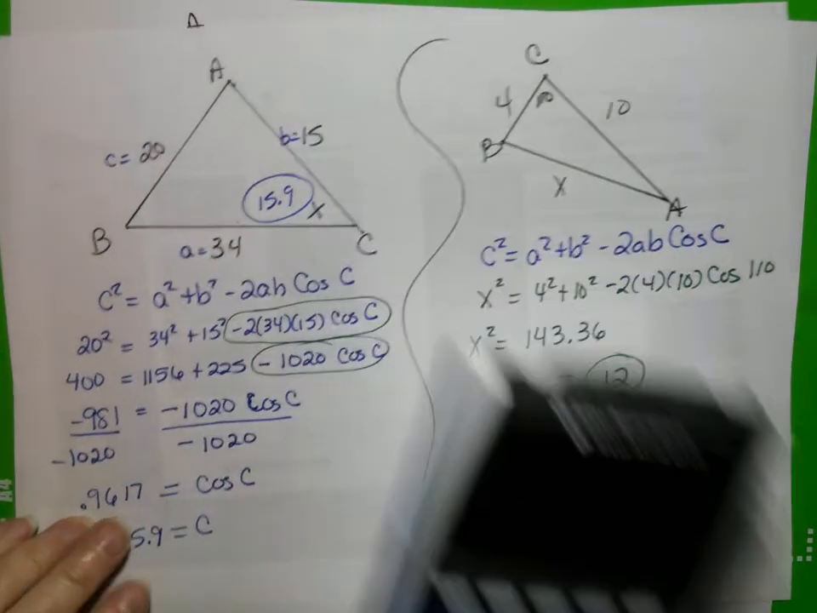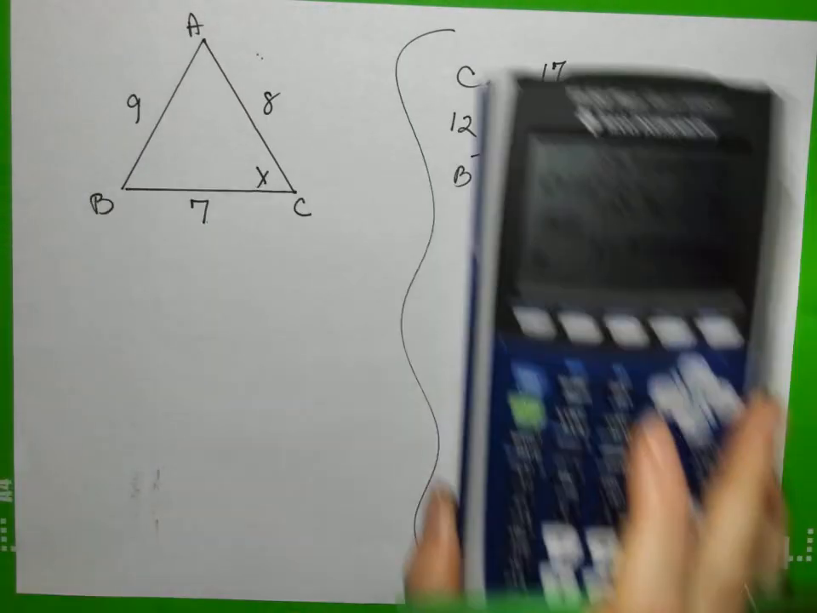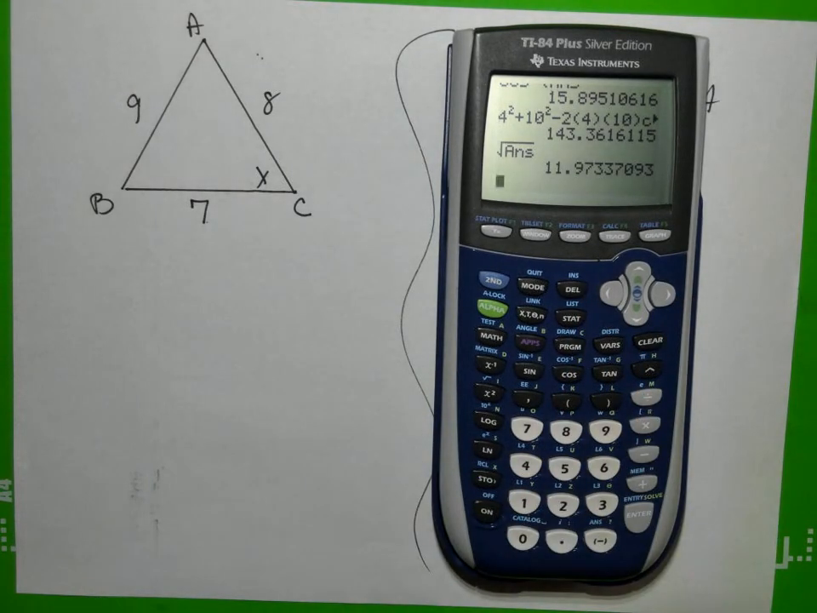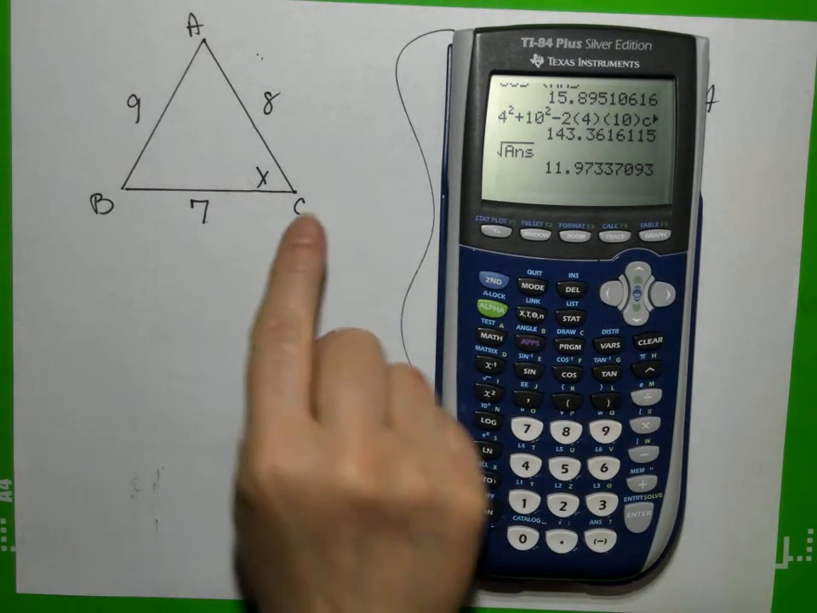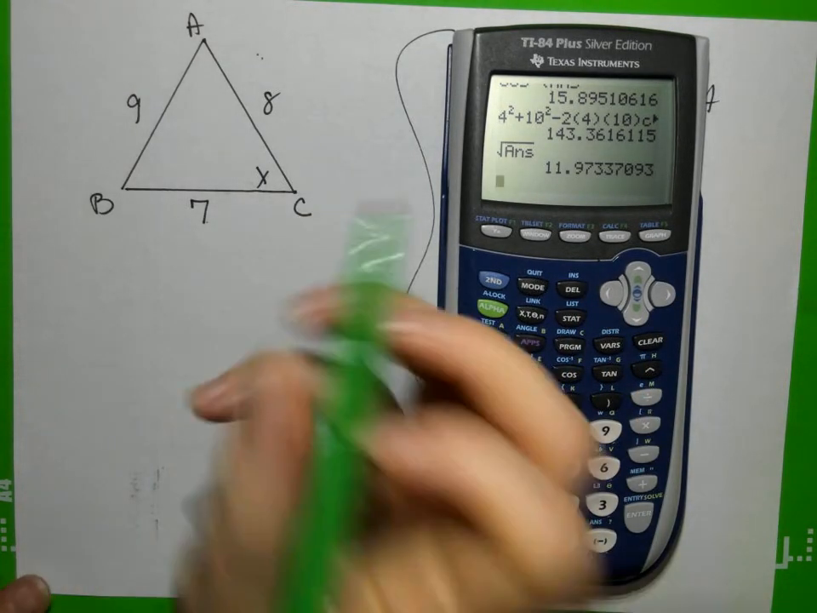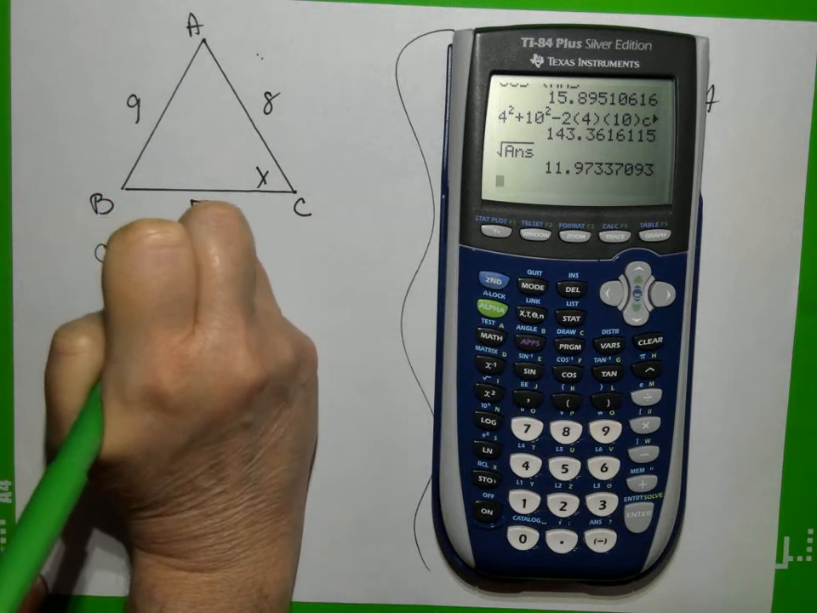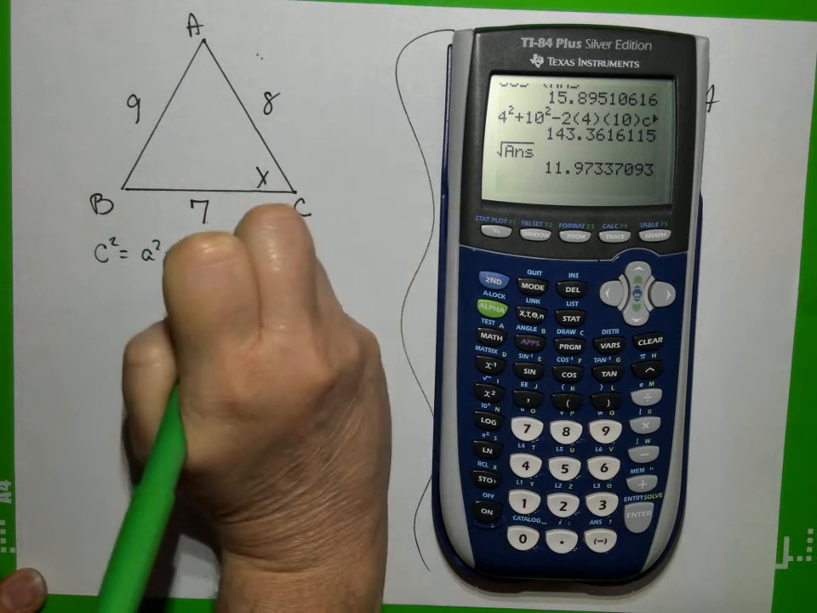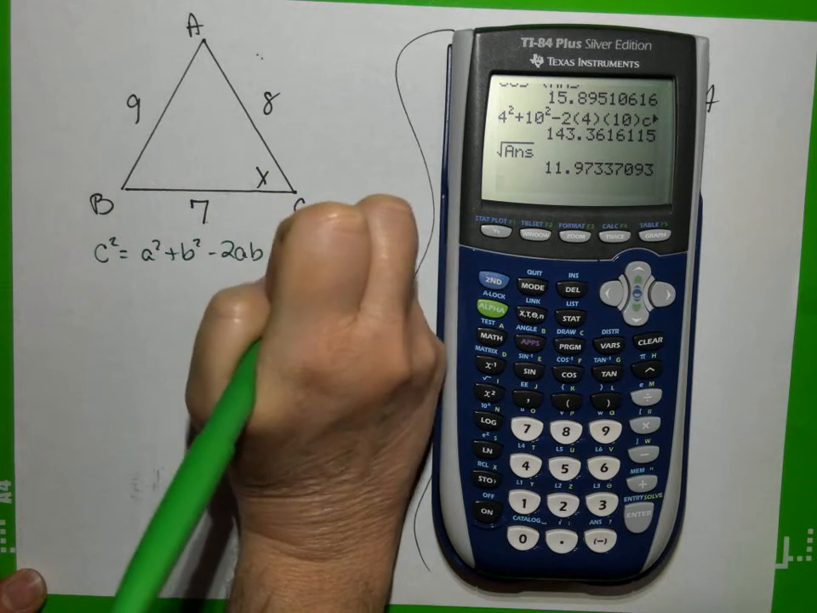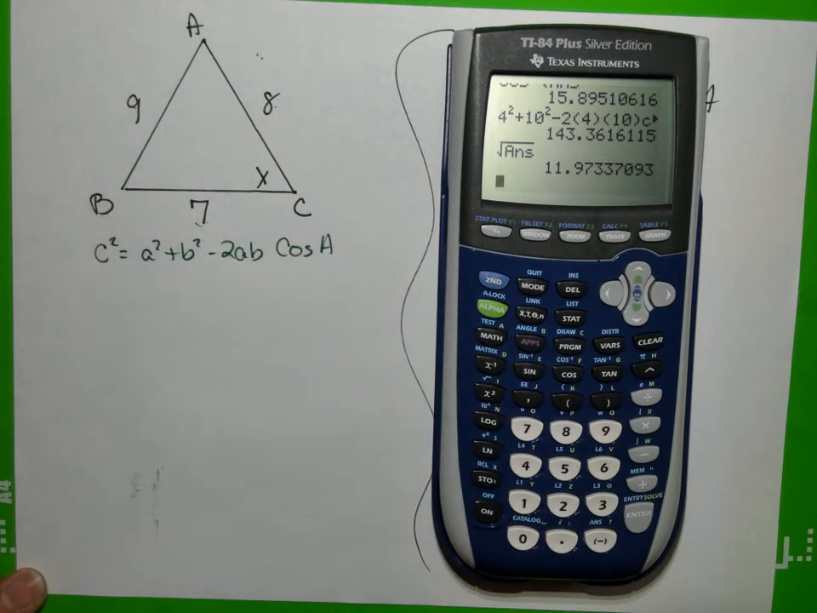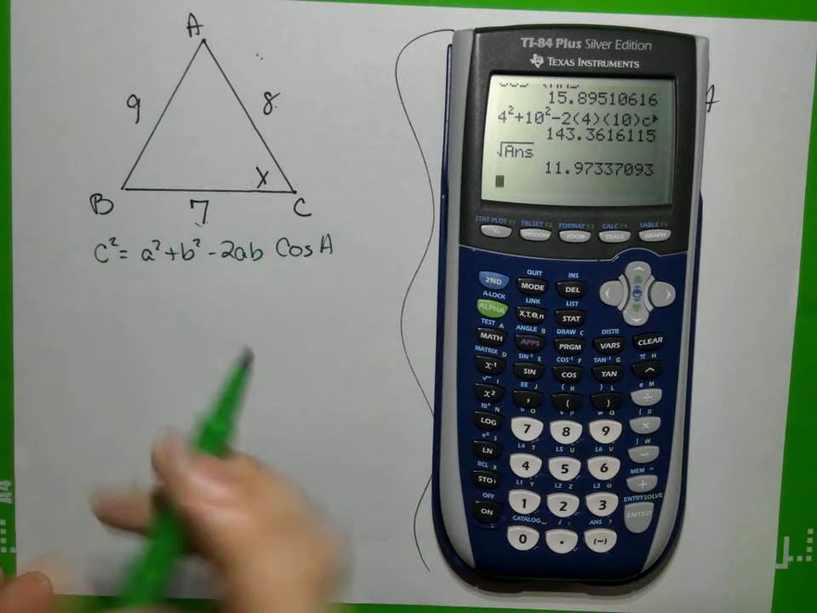Let's try that again. Again, we're finding angle C, so we have the same formula as we had before. C squared is A squared plus B squared minus 2AB cosine of C. Notice, I know all three sides, and that is when the law of cosines is really, really helpful. When we know all three sides and don't know any angles, we can use the law of cosines to find one. So, here's my formula.